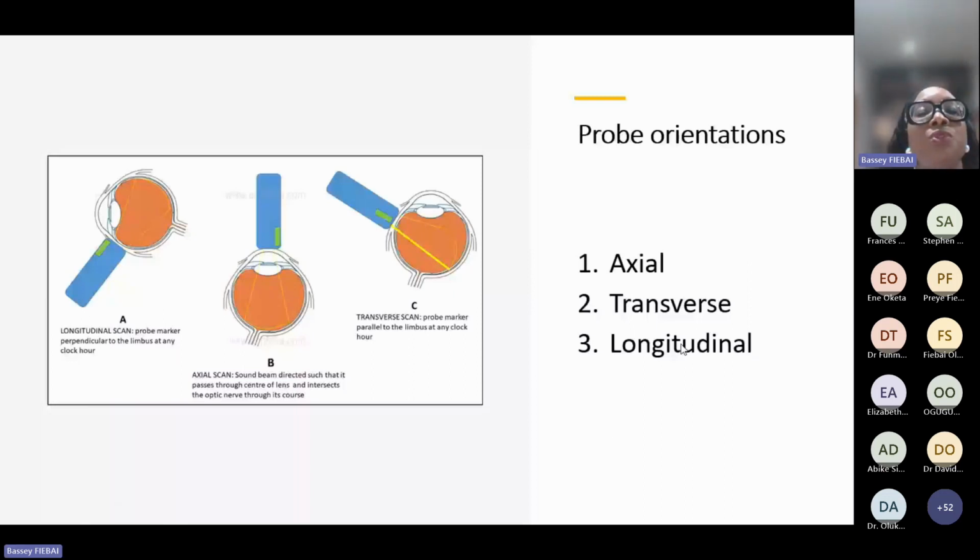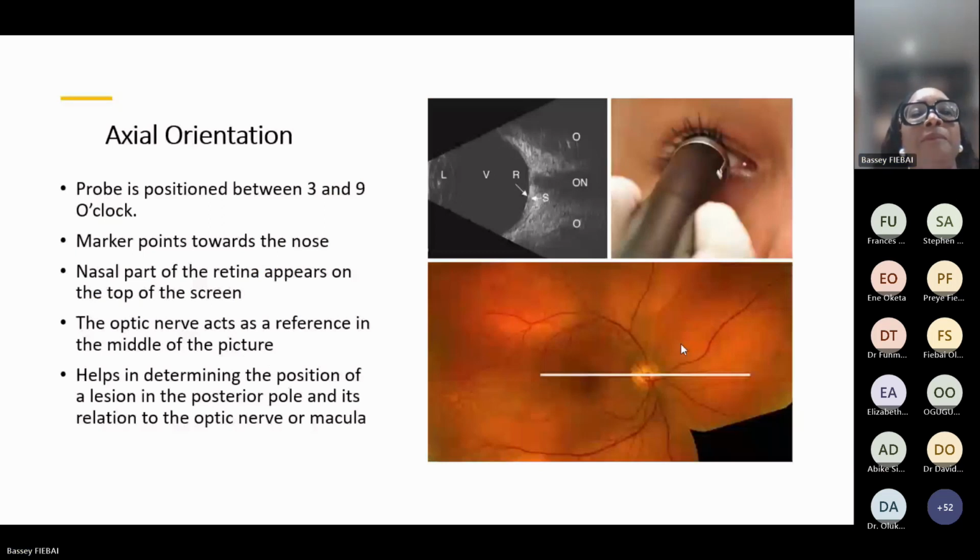So how do you do an axial scan? The probe is positioned between the 3 and 9 o'clock position, like here. So this is a horizontal axial scan. The marker is important because when you're doing your horizontal scan, the marker points nasally, and that means that you will see that portion on the top part of your echogram. So the nasal part of the retina appears on the top part of the echogram, and the optic nerve is usually used as a reference point.